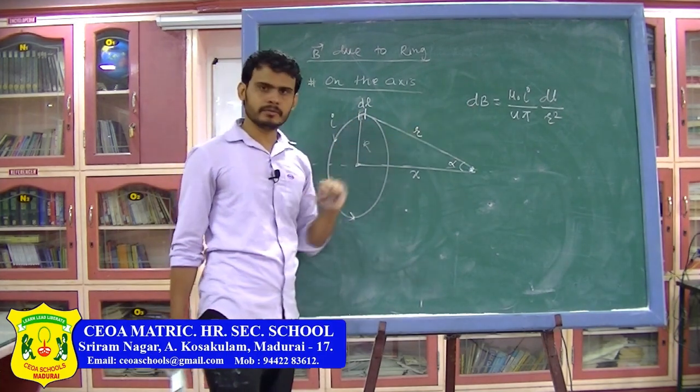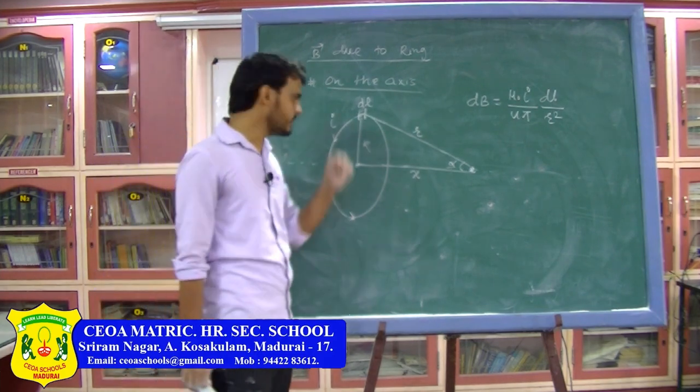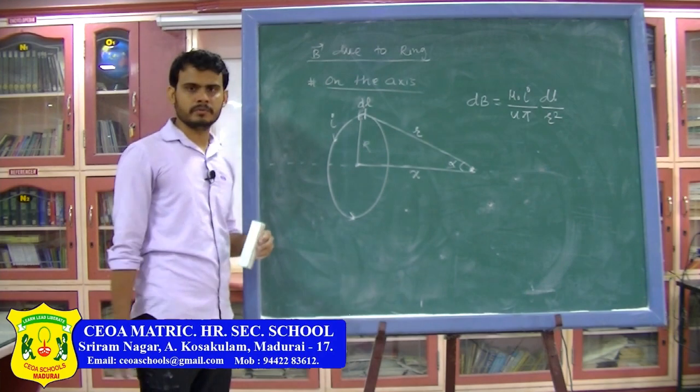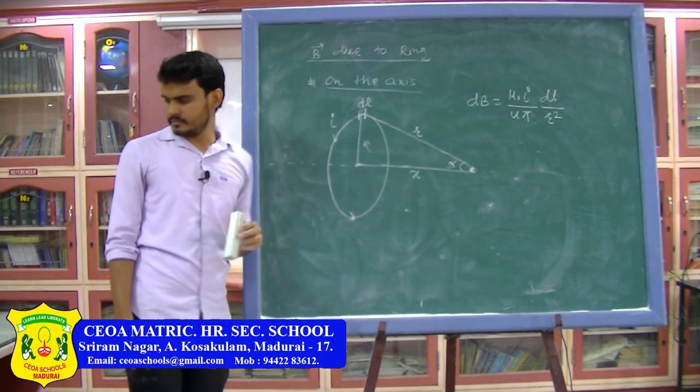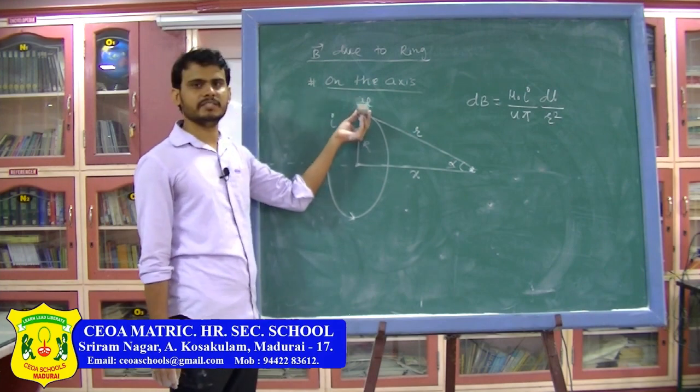This is the magnitude. Now I have to find the direction. To find the direction, we can use the right hand palm rule or right hand thumb rule. I am going to use the right hand palm rule. In right hand palm rule, you keep your thumb in the direction of the current.